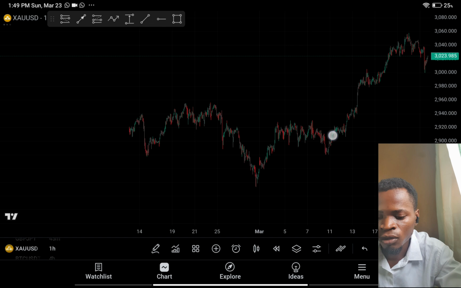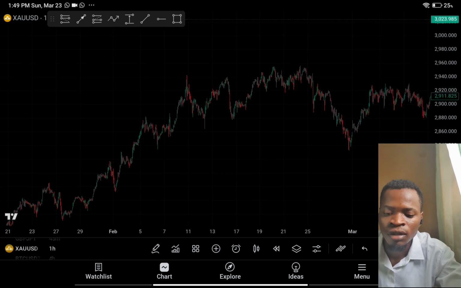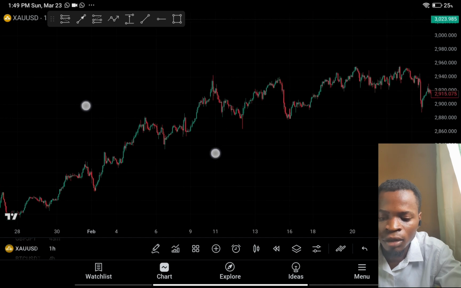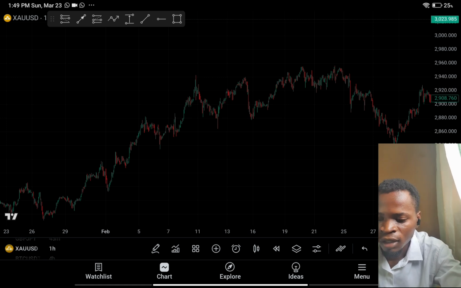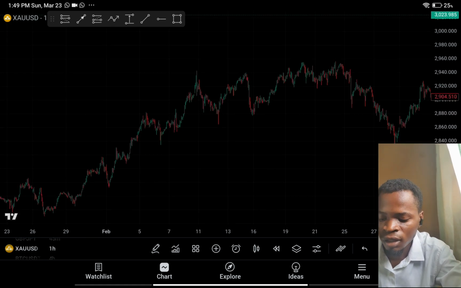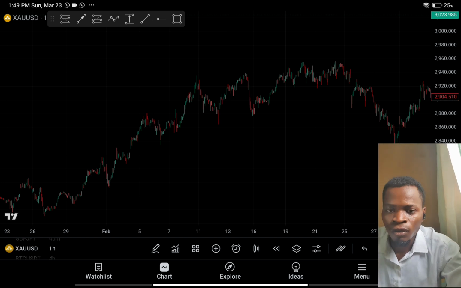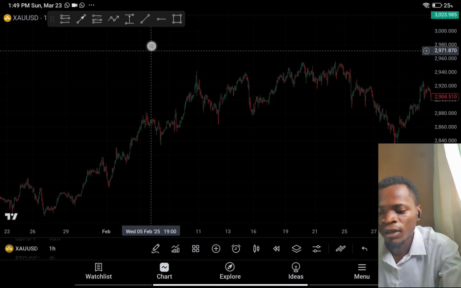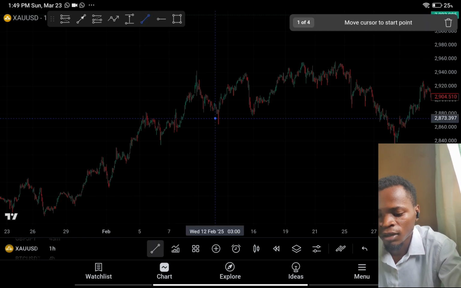So let me just go to a live chart and give you a practical example of how you can draw your trend line. That's the 3 types of trend we have. I'm going to show you here in the chart. As you can see, this is XAU USD, and this is the 1 hour time frame. So I'm going to show you step by step how to draw your trend line in a live chart. You see, first of all, you pick your trend line tool. Look at it here. I'm going to pick it.